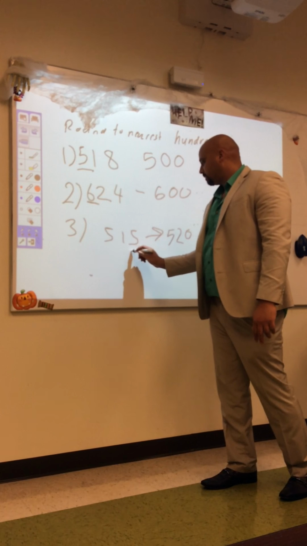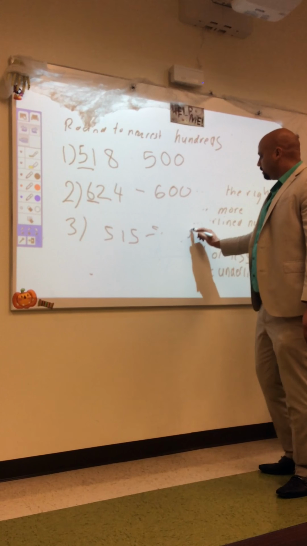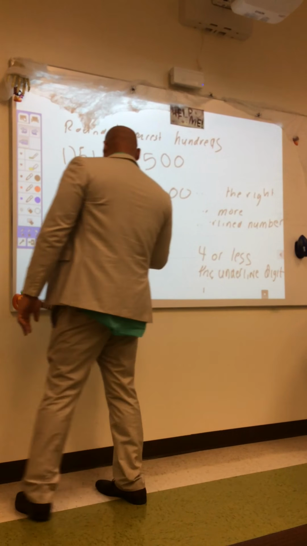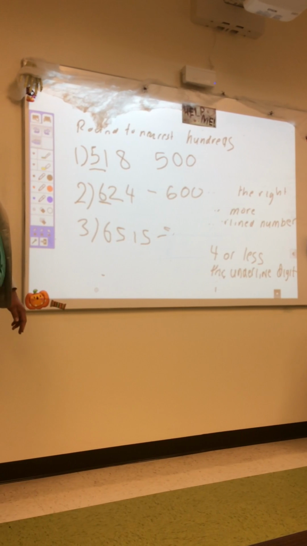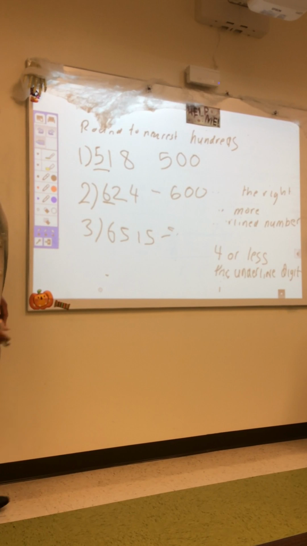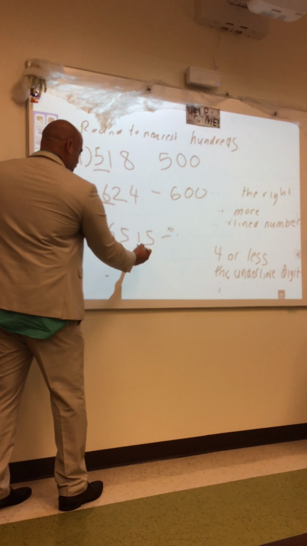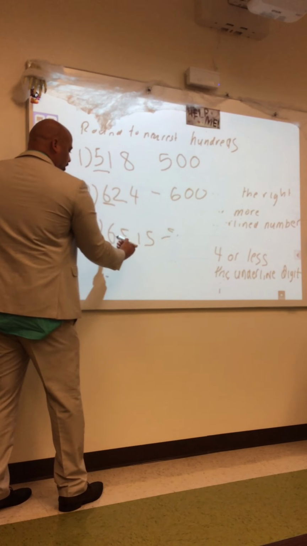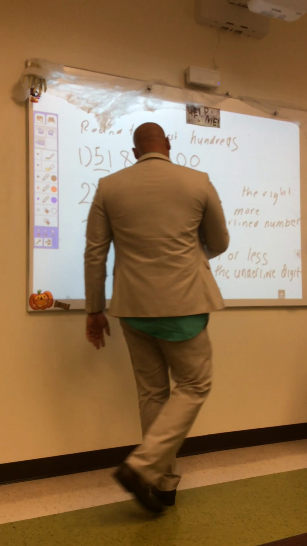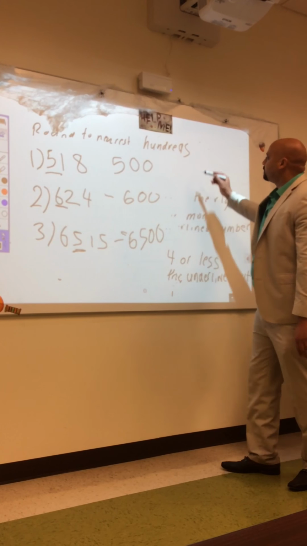Let's erase this one. Now it's going to be 6,500. Which is the hundreds place? What number? The 5. So we underline this 5, right? Look to the right. Is that 5 or more? No. So it's what? 6,500. Good job. Is that clear? Not hard? So what if we do the thousands place?